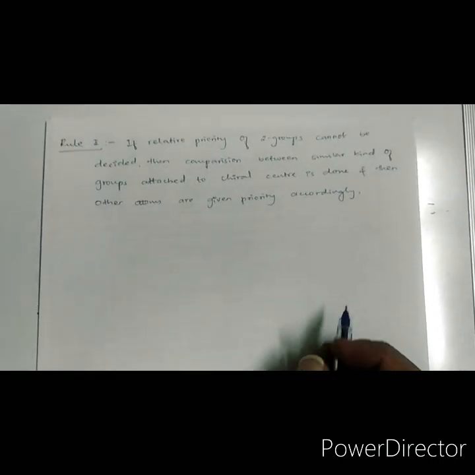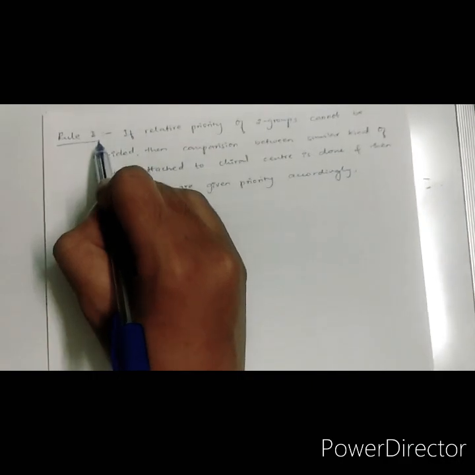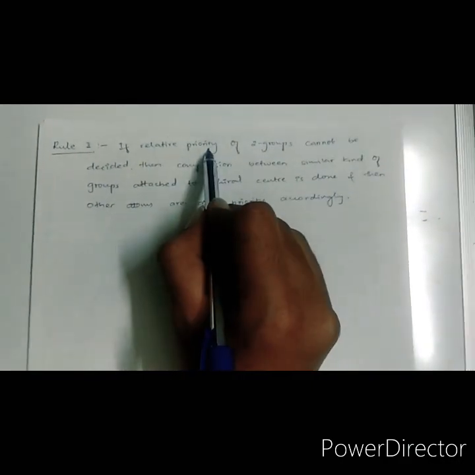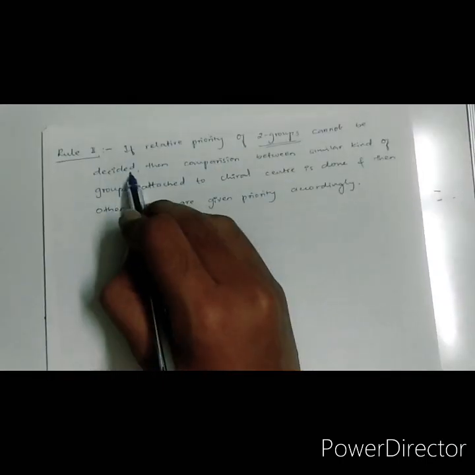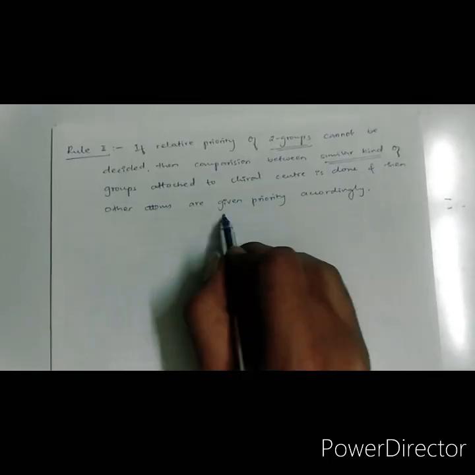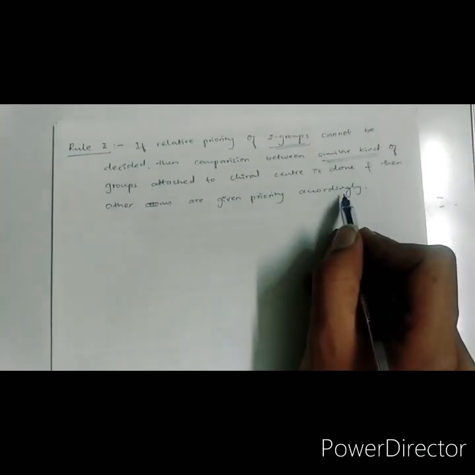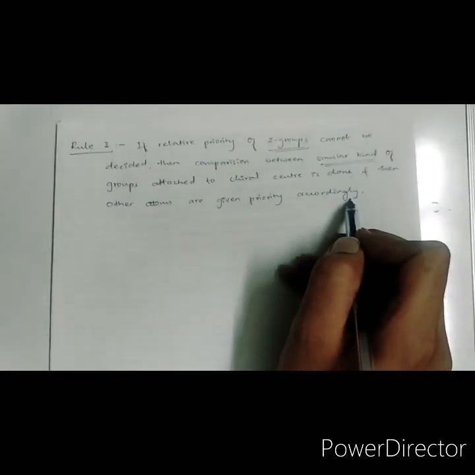So let us see now the second rule. The second rule defines that if the relative priority of two groups cannot be decided, then the comparison between similar kinds of groups attached to the chiral center is done, and then the other atoms of the groups are given priority accordingly. So let us see how this rule works.